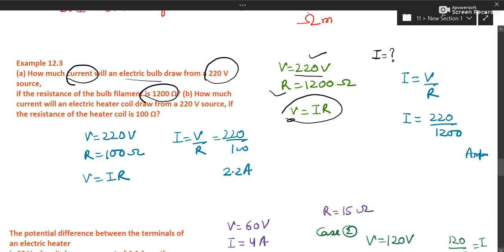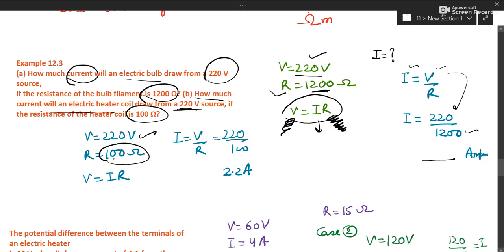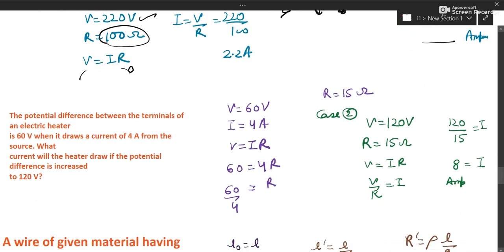Please substitute voltage and resistance and you can find out current. So you can see I is equal to V by R. Substitute voltage, substitute resistance, and current can be reported in amperes. How much current will an electric heater draw from this voltage? Now voltage is this and this is the resistance. So this is even simple. Put voltage, put resistance, you'll get current.